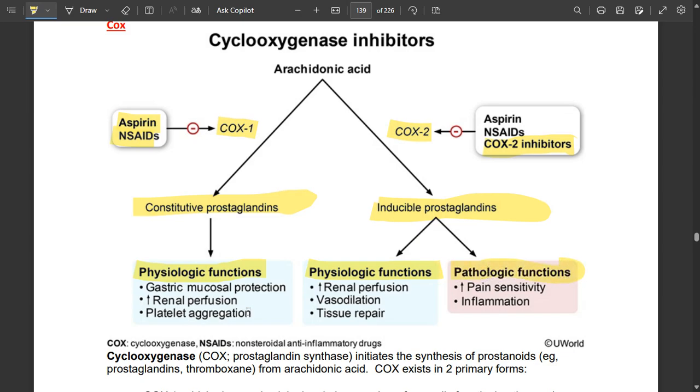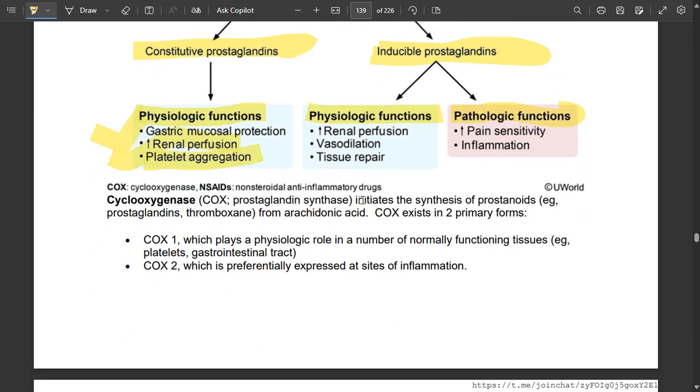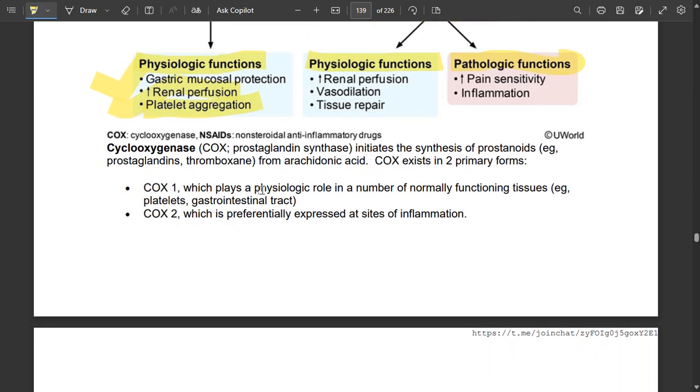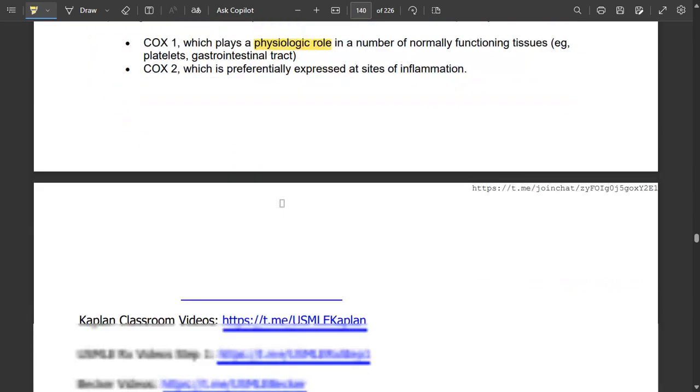Okay, gastric mucosal protection. Okay, renal perfusion and platelet aggregation, all three of them. So in the gastric mucosa, there is mucus production, which is rich in prostaglandins. Similarly, renal perfusion involves prostaglandins, also vasodilation. Besides physiological function, inducible prostaglandins also cause pain sensitivity and inflammation. Prostaglandin synthase, cyclooxygenase, initiates the synthesis of prostanoids, prostaglandins, and thromboxanes from arachidonic acid. COX exists in two primary forms: COX-1, which is physiological, and COX-2, which is expressed at the site of inflammation.